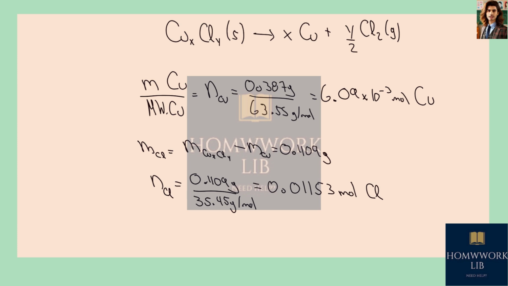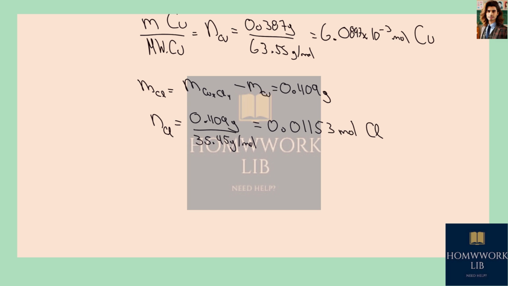Now, just to be more accurate, let's keep more decimal points over here. This will be 6.0897 times 10 to the minus 3 mole and 0.01153 mole. So what we can do is divide the amount of mole that we have of chlorine divided by the amount of mole of copper to know how much we're going to have of each of them. This is the same as the ratio of Y divided by X.